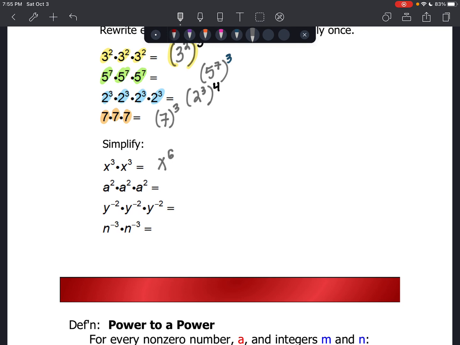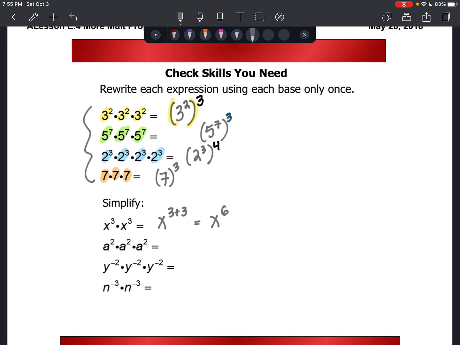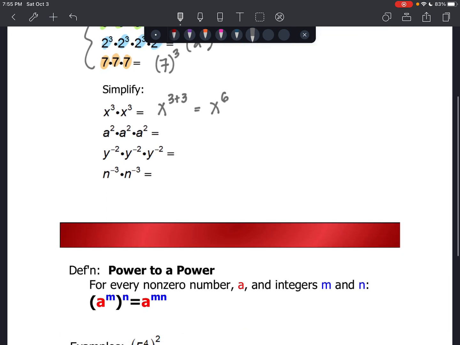You retain the base, you add the exponents. Let me show you. You keep the base and you add the exponents. That's x to the 6th power. So this first set said rewrite using each base only once. This next set says actually go back and simplify.